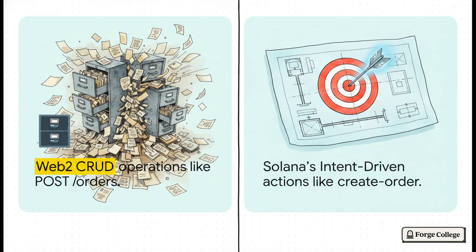Now, Web2 loves throwing around messy database CRUD operations, right? Create, read, update, delete. You're probably used to just firing off a basic POST /orders and letting your central backend figure out the rest. But listen, Solana doesn't care about your loose database updates. It demands clear, intent-driven actions to actually understand what you want to do. It needs semantic operations, like create order or mint asset. You have to tell the blockchain exactly what your business intent is, no guessing allowed.